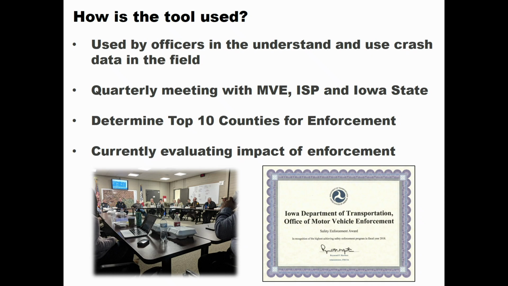That's the first thing we do in the meeting, is spend the first 30 to 45 minutes reviewing the data from the tool and determining where we want to target our enforcement for the next quarter. And then Motor Vehicle Enforcement just received an award last October for the Safety Enforcement Award, and they really attributed winning this award to having this tool to be able to be more targeted in their enforcement.